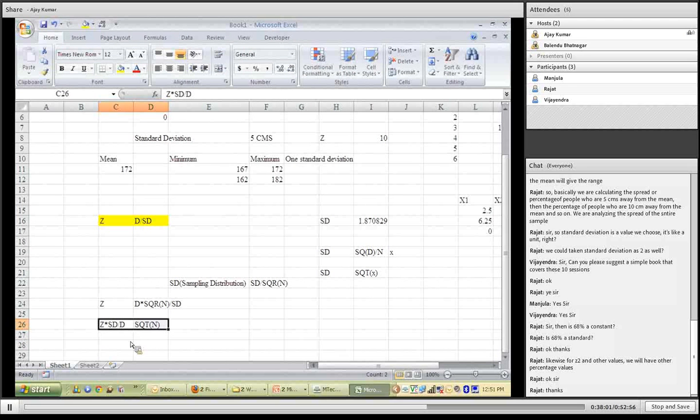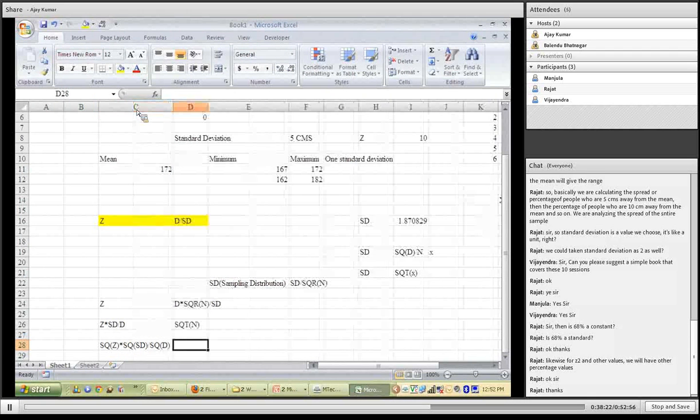So when I square both the sides, then I will do square of z multiplied by square of sd, right? And that is divided by square of d, right? So that essentially would be your sample size. So that would be equal to n. So you put these values and then we will arrive at the size of sample.